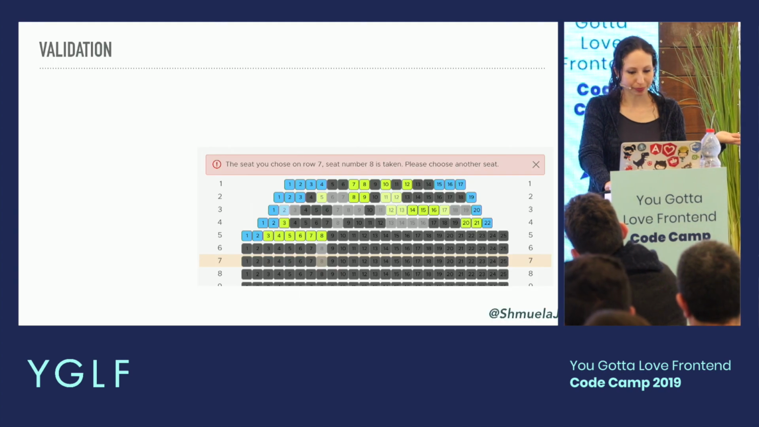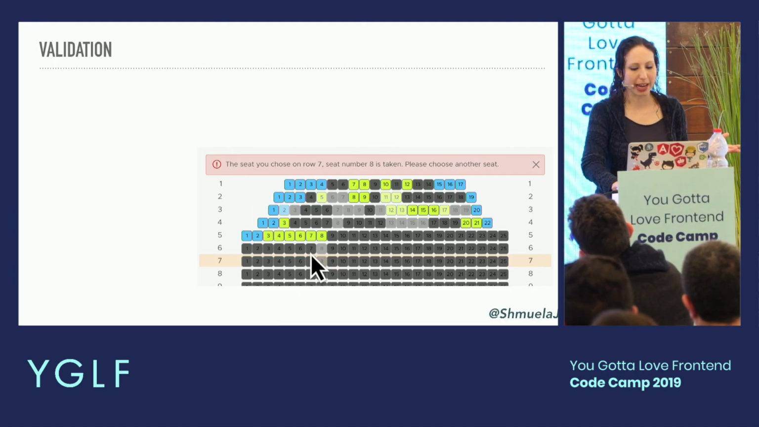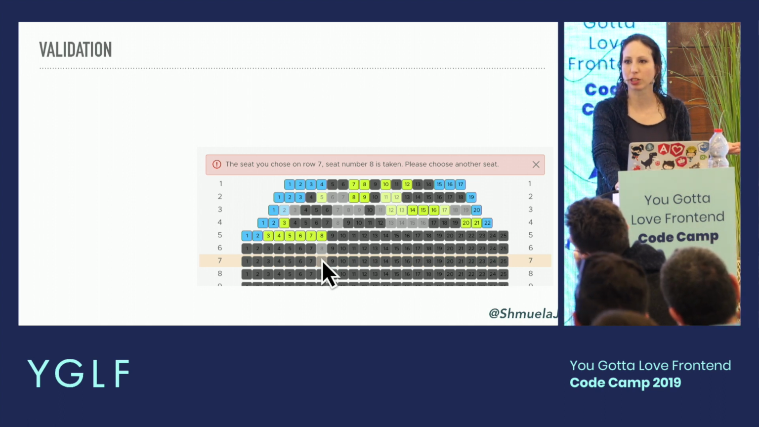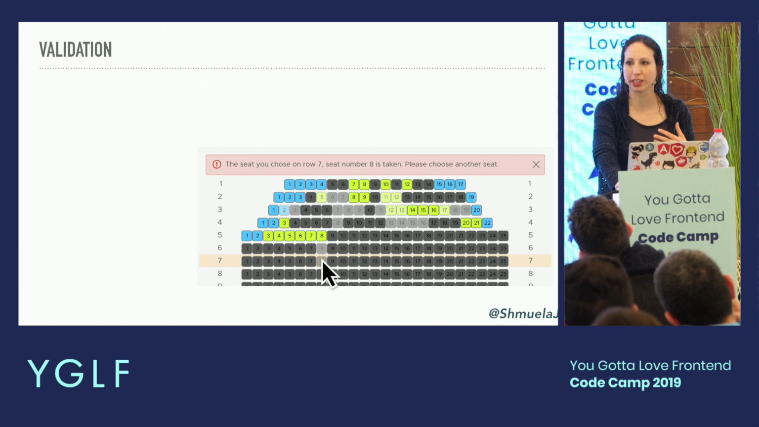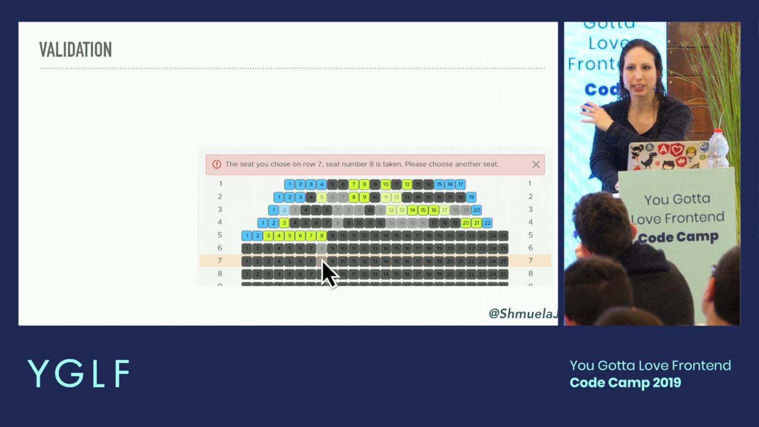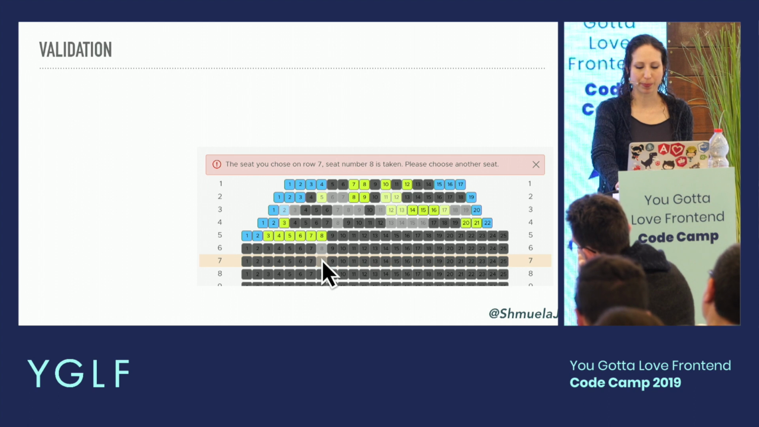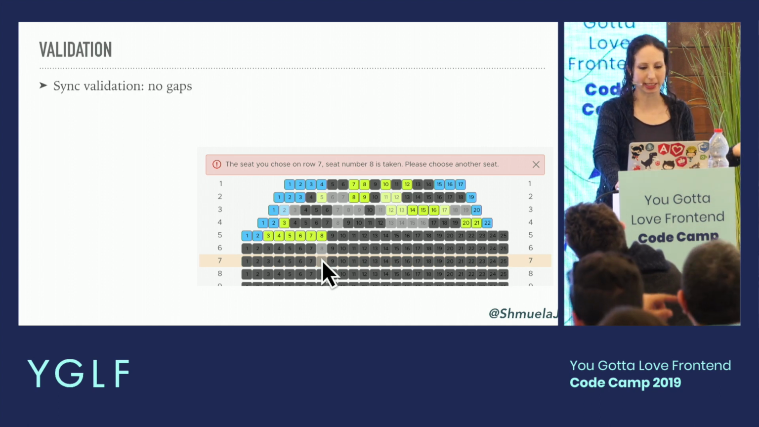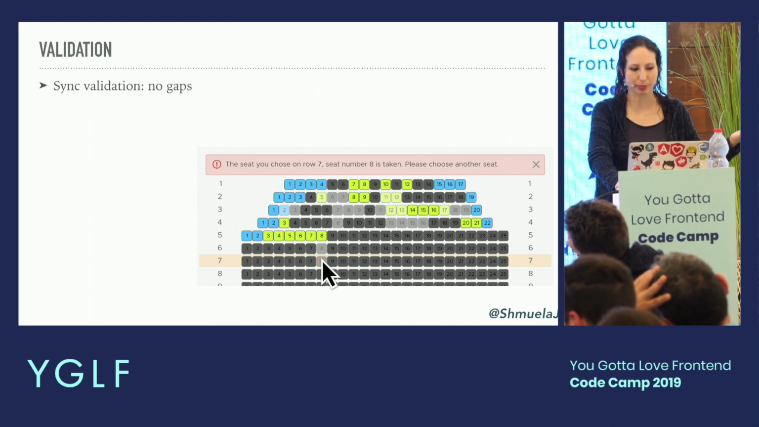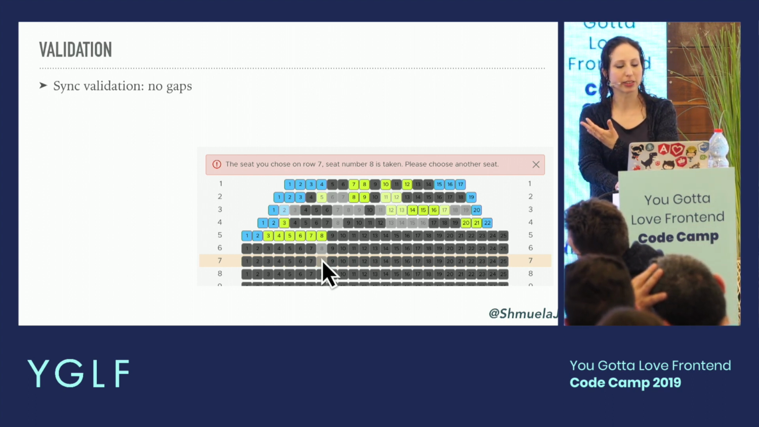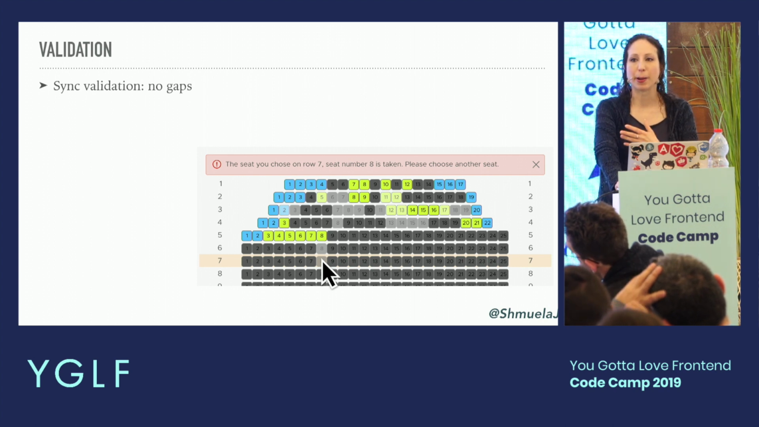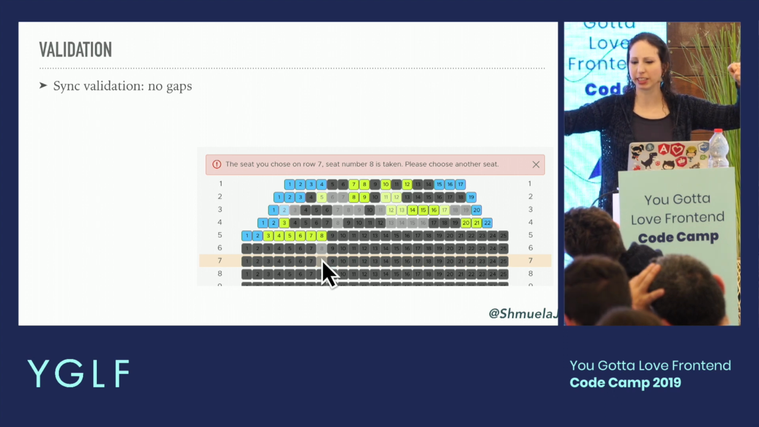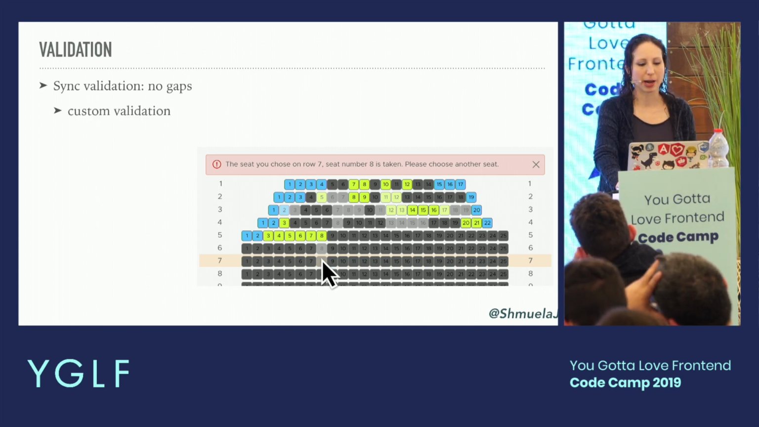Okay, validation. So what do we have in validation? Like we saw, we click on a seat, and if it's already taken by someone and it hasn't been updated yet, it checks and gives us an error from the server, disables it, unselects the seat, and also gives us the error message. So I mentioned the synchronous validation of making sure that there are no gaps. I'll just say something quick about that.